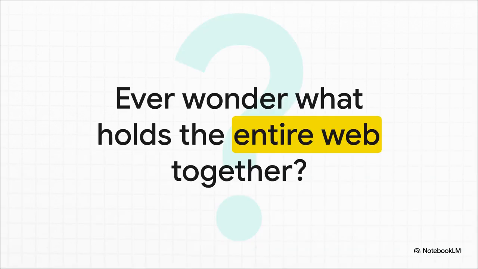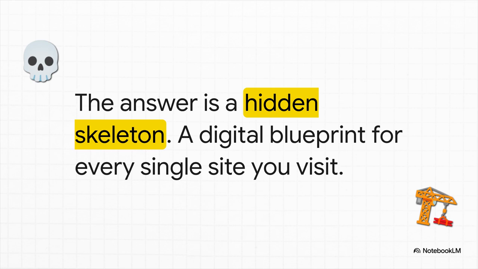I mean, have you ever really stopped to think about it? You've got everything from a simple blog post to these huge, complex web apps. What's the common thread? What's the invisible architecture that keeps it all from just being a jumbled mess of words and pictures? Well, the answer is a hidden skeleton. Seriously, every single web page has one, giving it shape, giving it form. So the real question is, what exactly are those bones made of?